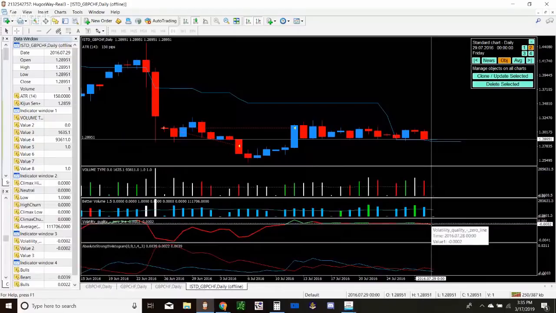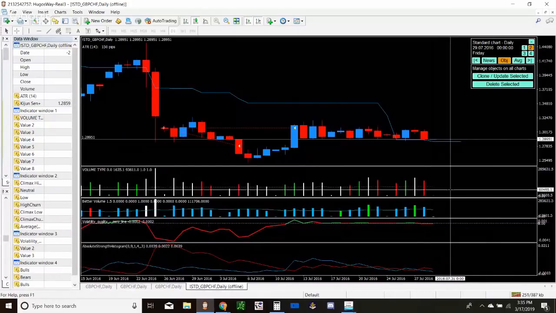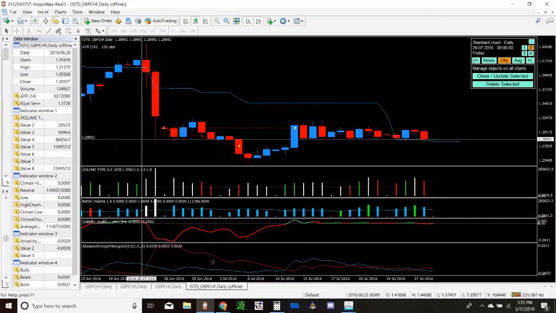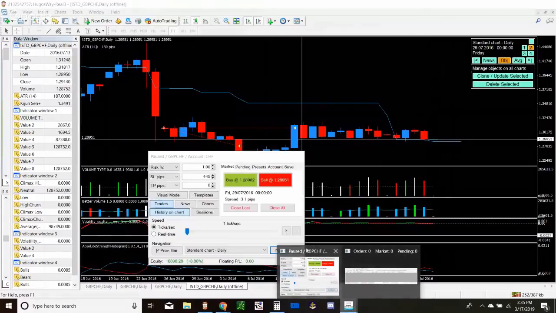This, I don't know, is that below? Yeah, looks like we're -2 there. So we got a short, but we're above the Kijun Sen. We don't want to take that in.